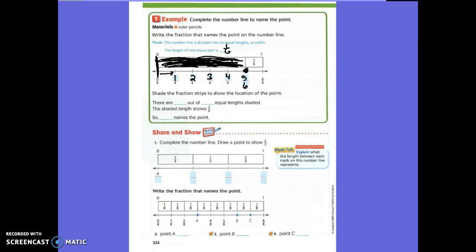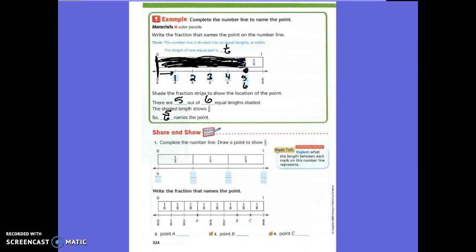Now, there are blank out of blank equal lengths shaded. How many out of how many are shaded? 6. But how many are shaded out of the 6? 5. So there are 5 out of the 6 equal lengths shaded. But there's one not shaded. Right, but that's not what it's asking. It's asking what are the ones that are shaded. The shaded length shows 5/6. So what fraction names the point? 5/6 names the point. It goes all the way to 5/6.